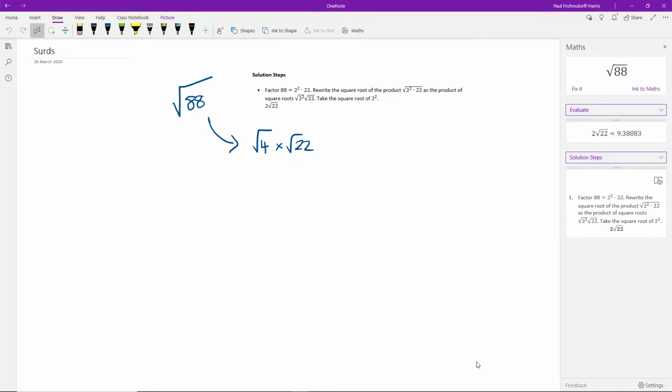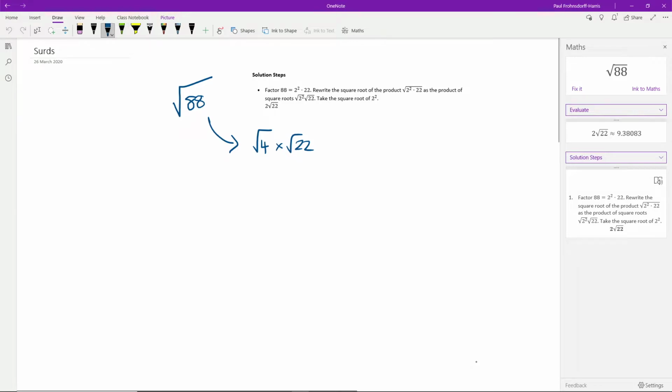I've got the surd root 88 here. Root 88 simplifies to root 4 times root 22, and you can see the solution steps going on here. That 88 is 2 squared times 22, so we can therefore rewrite it all as 2 separate roots, which I've done there, and then simplify the root 4 down to 2, giving you 2 root 22. And we can do this with any number.